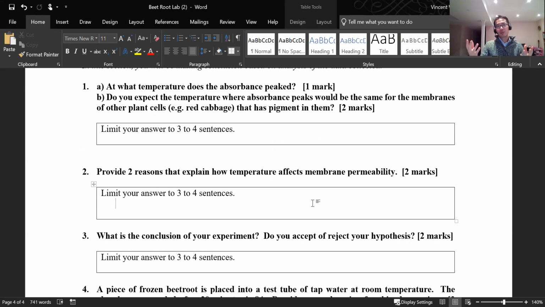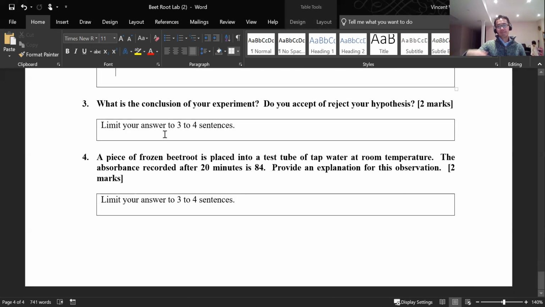And once they denature, the integral proteins, if you think about it, that's what's holding the membrane together, right? So if those things start to denature, then your whole membrane starts to fall apart, and that's when a lot of the pigments start to leak out.